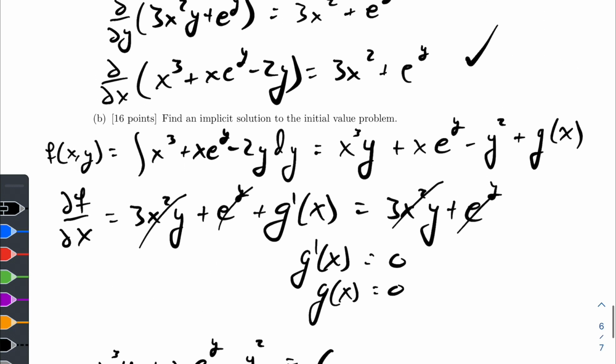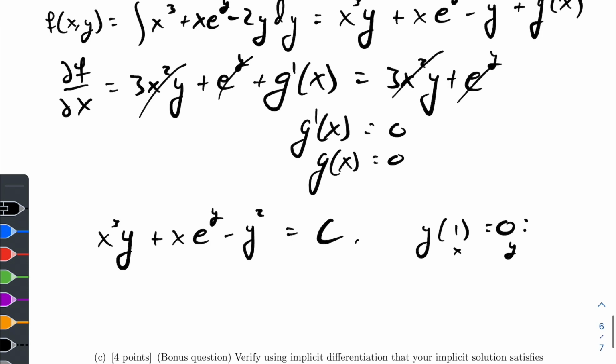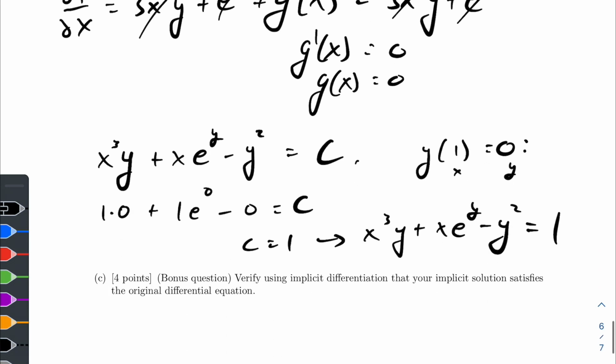And then y of 1 is equal to 0. So I plug in x equals 1 and y equals 0, figure out what my c is. So I get 1 cubed times 0 plus 1 times e to the 0 minus 0 squared is equal to c. So most of this is equal to 0 except for e to the 0, which is 1. So c is equal to 1. So x cubed y plus x e to the y minus y squared is equal to c, which is 1, would be our solution.